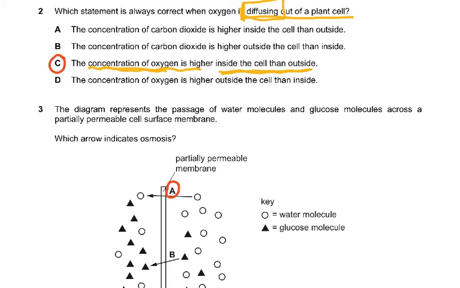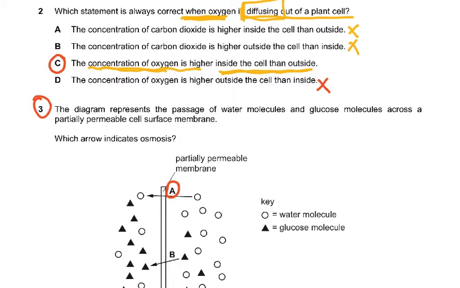So if you're talking about oxygen, which statement is always correct when oxygen is diffusing out of a plant cell? I mean these were all wrong because this is about carbon dioxide. And then when it is diffusing out of a plant cell, the concentration of oxygen is higher outside the cell. Now this was also wrong.